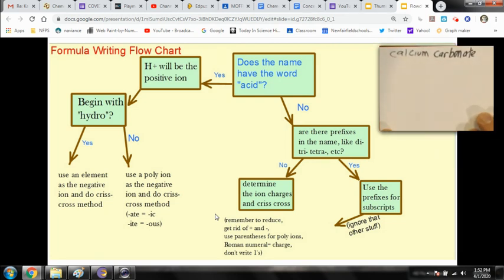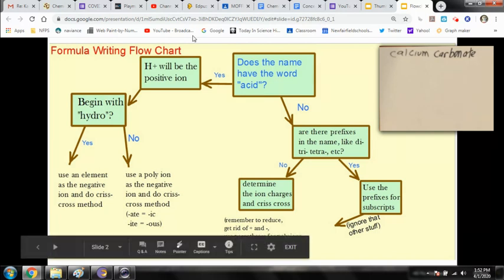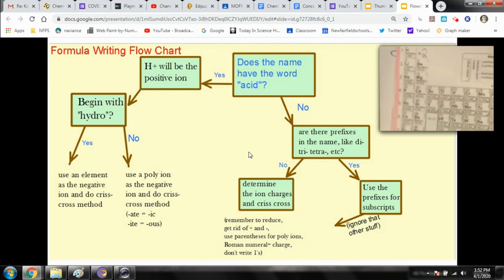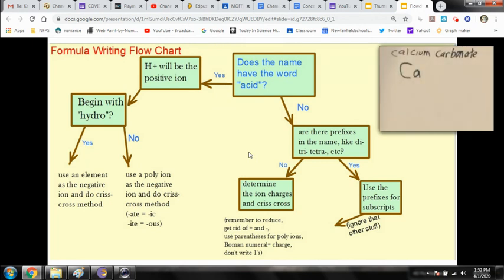calcium carbonate. Good stuff. All right then, do we see acid in this name? No. Do we see prefixes? No. Once again, no. So we determine ion charges and crisscross, much like the last one. So let's see, calcium, what's your symbol? Ca. And Ca, what's the charge on Ca? Good old periodic table tells us calcium +2.